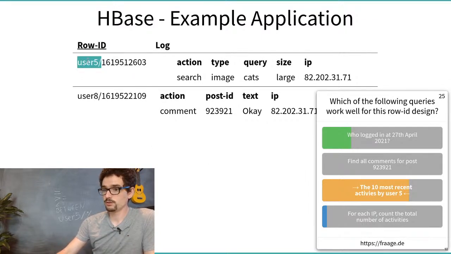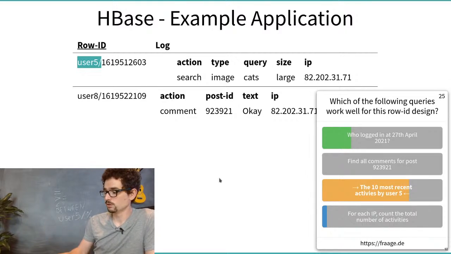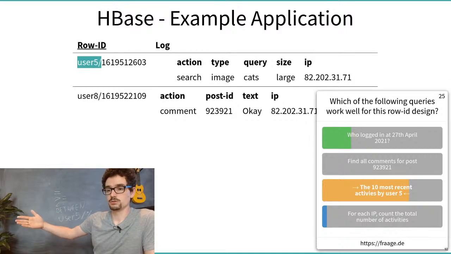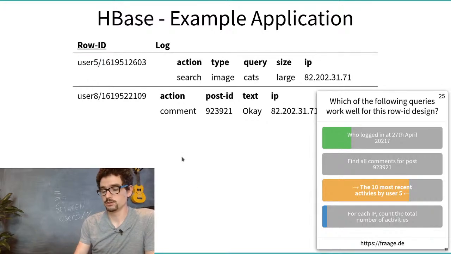User5/ finds every activity that user5 did, and the 10 most recent ones. Okay, we have to search it. We use a scan in a specific direction. So we simply follow the order that it is stored in the HBase database.